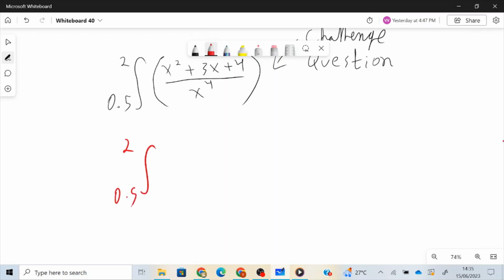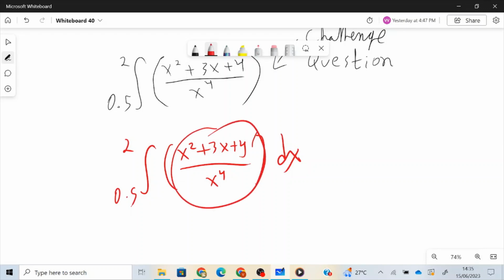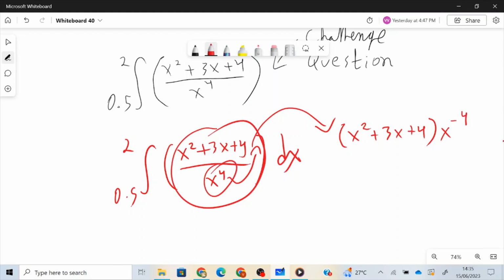The integral from 0.5 to 2 of (x squared plus 3x plus 4) over x to the power 4 dx. Now the best way to go about this is to rearrange this so that we can work in it in a better way. If I rearrange this by taking this up top, I'll have something like (x squared plus 3x plus 4) into x to the power minus 4, because I take the power to the top, to the numerator, from the denominator the power becomes negative.